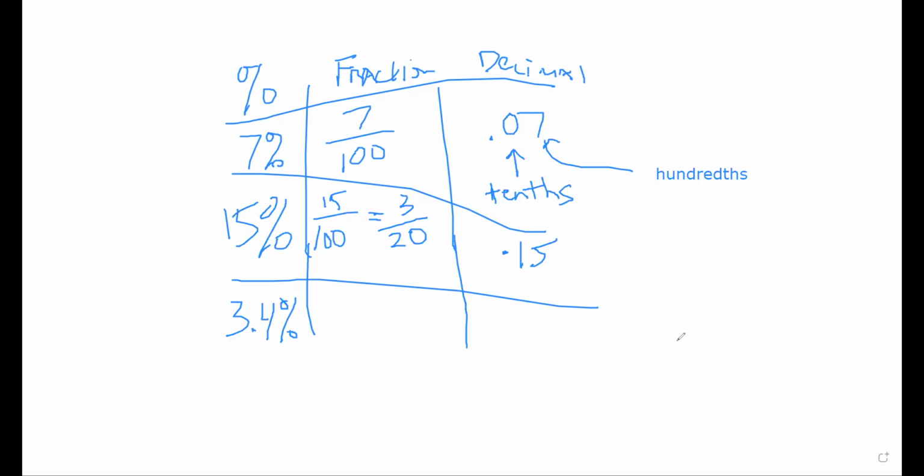Me personally, I always do the decimal. And I start off by putting a few zeros in here. I can add as many zeros to the left of any number as I want to because it doesn't change the number. But now I can move the decimal over 2 places because I have to divide by 100. And my percentage is 0.034.